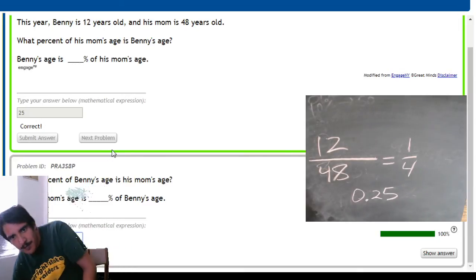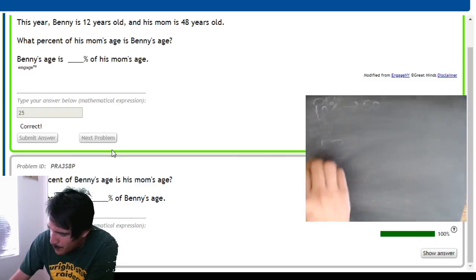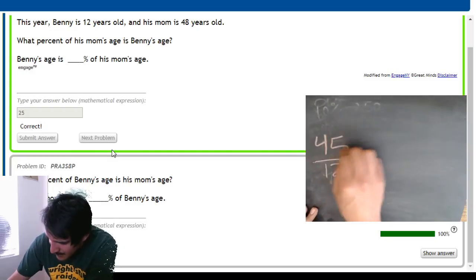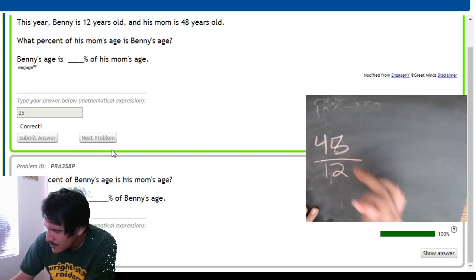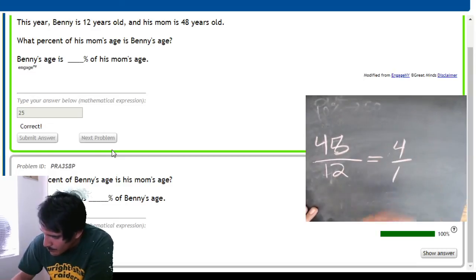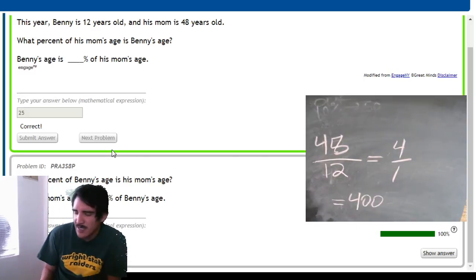What percent of Benny's age is his mom's age? So Benny's age, so out of 12, what percent is his mom's age? So his mom was 48. So 48 divided by 12 gets you 4 out of 1. 4 out of 1 equals, you guessed it, that's 400%.